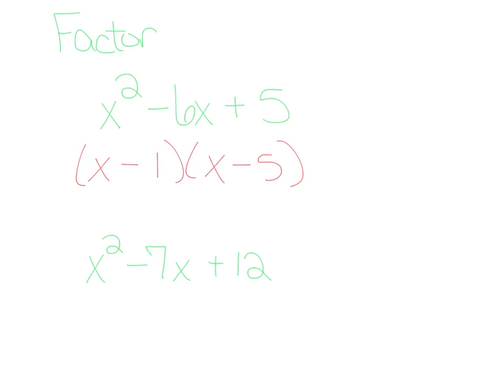For x squared minus 7x plus 12, x minus 3 times x minus 4. The -3 plus the -4 gives you the -7, the -3 times the -4 gives you the positive 12.